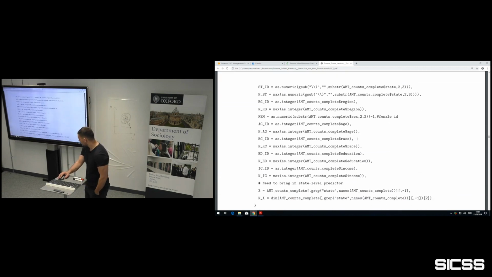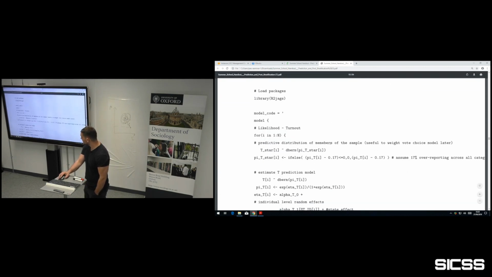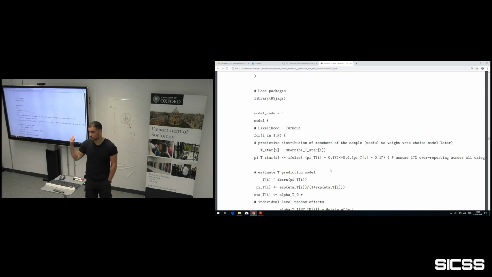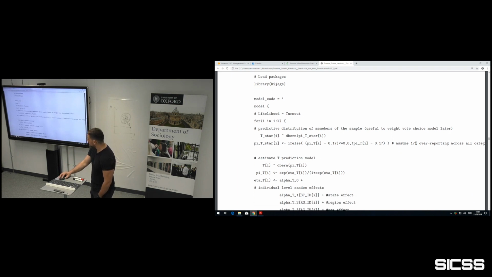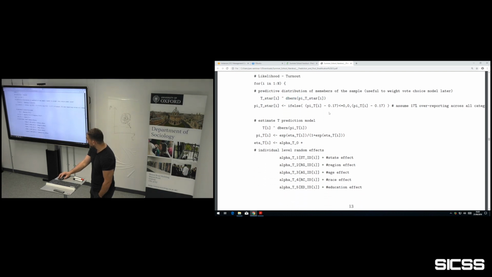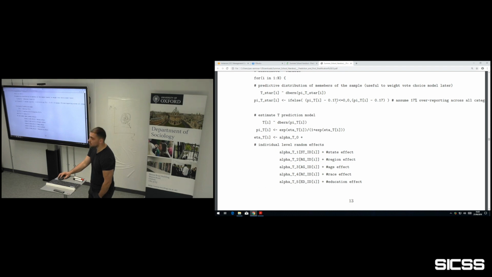We specify these variables. And then in JAGS, the way it works is almost exactly as I showed you with those hierarchical models up there. So literally you say the predicted distribution is distributed with a Bernoulli distribution with parameter pi ti at the individual level. We add this, which is an interesting thing.